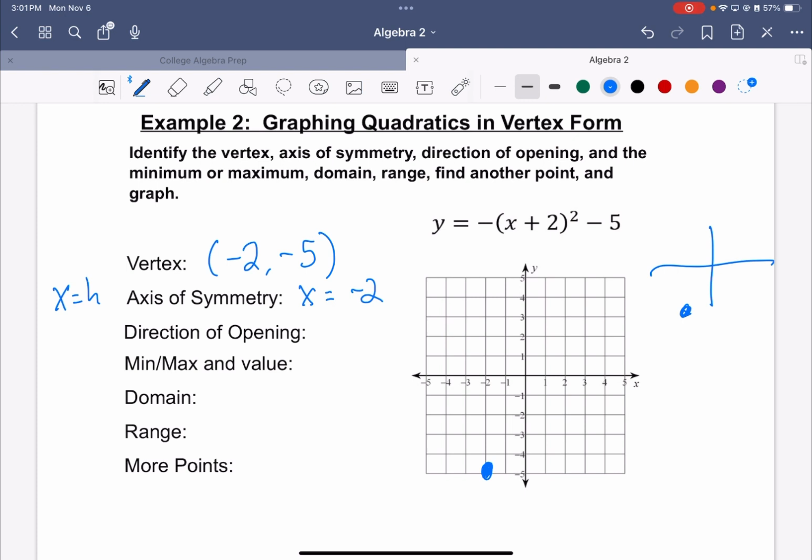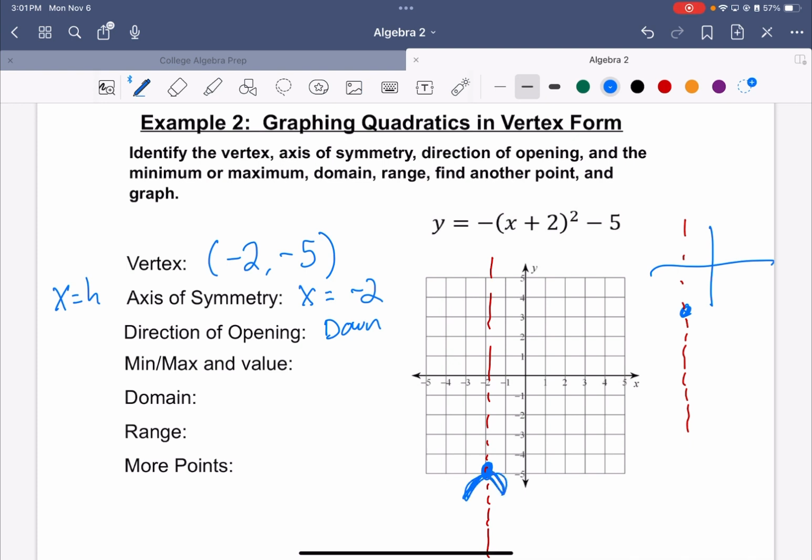Direction of opening, up or down? This is going to go down. I'm going to draw, and I should have done this right away, that axis of symmetry line in. This kind of helps me visualize it. Okay, so this graph goes down. So it's going down something like this.